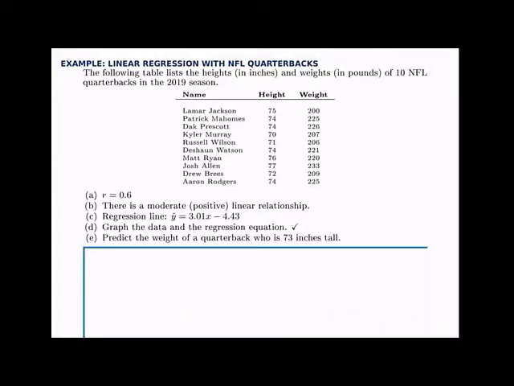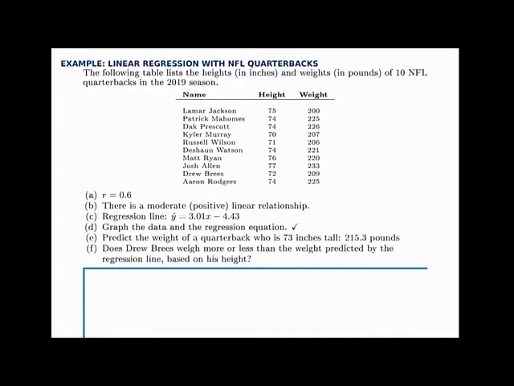Next, we can predict the weight of a quarterback who is 73 inches tall. So given a height, we can predict their weight using this equation. So A is 3.01, and then if we plug in 73 for X, we can predict that Y hat, their weight for a quarterback of this height, would be about 215 pounds.